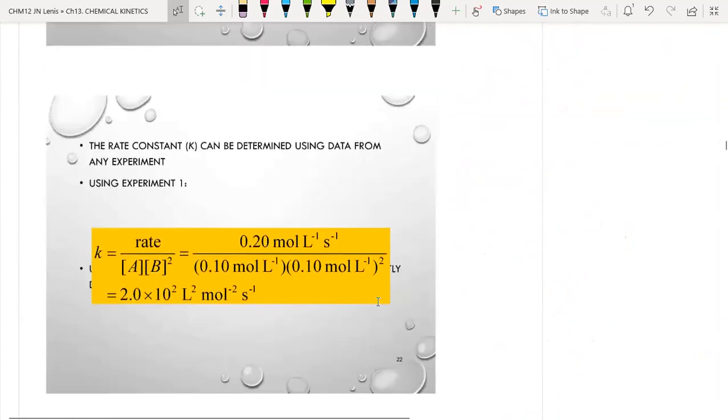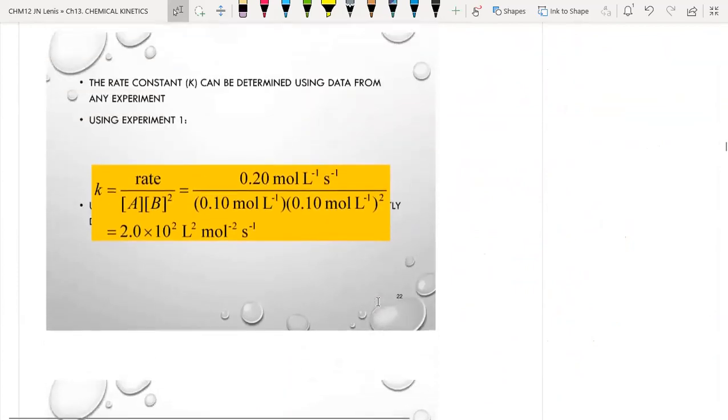All right, so this is how you write the rate law. That's the most important thing you learned today. How to write the rate law, how to do interpretation of the orders of the reaction, how to find the orders of the reaction from experimental data.